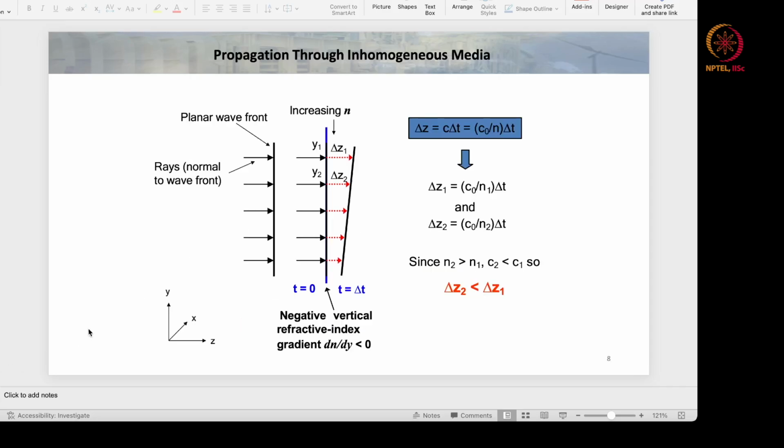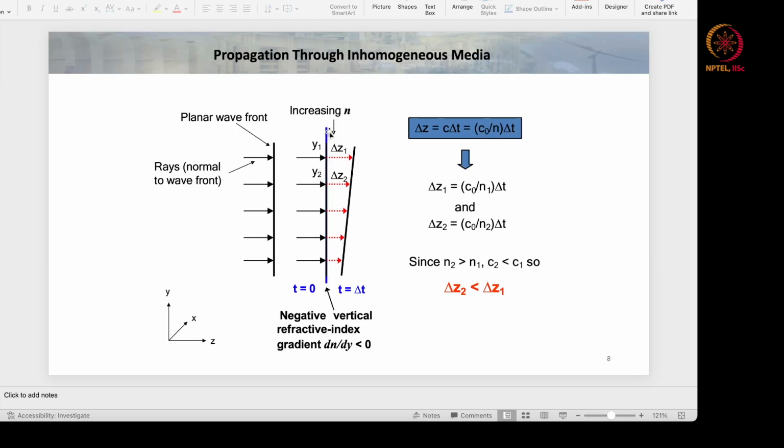So let's look at the next one: how the light actually propagates through an inhomogeneous medium. For example, there is a planar wavefront. That means all the rays are parallel to each other, and not only parallel, they traverse the same distance over a certain period of time. So that means this particular material does not have any refractive index change. That means there is no density change.